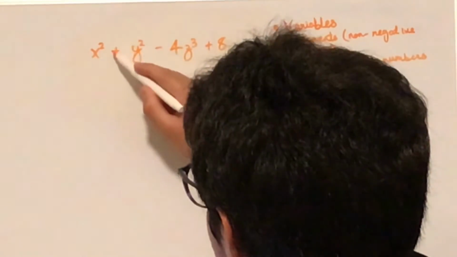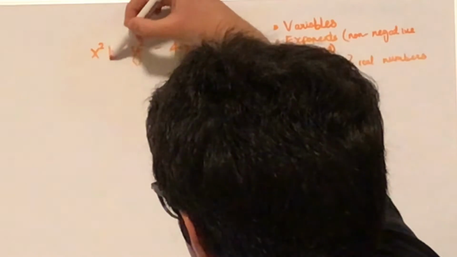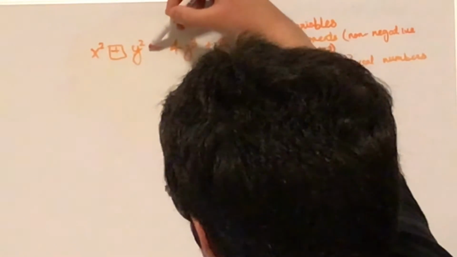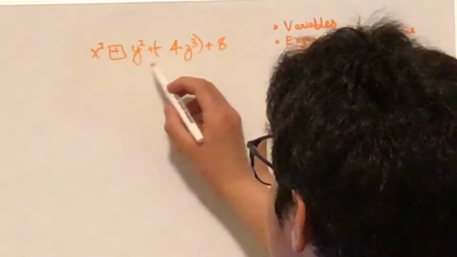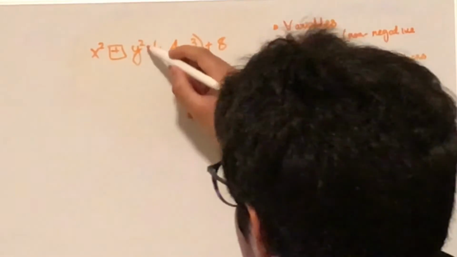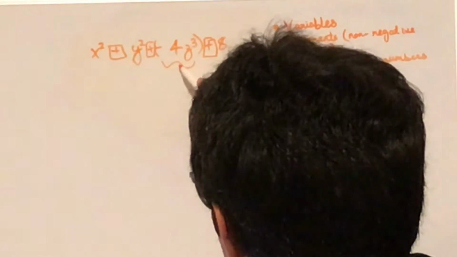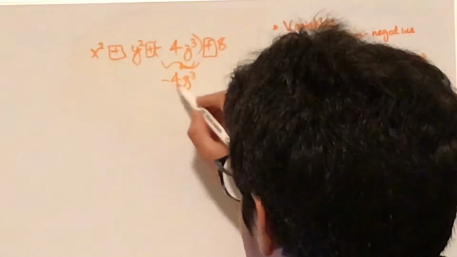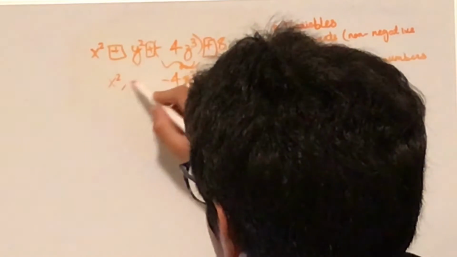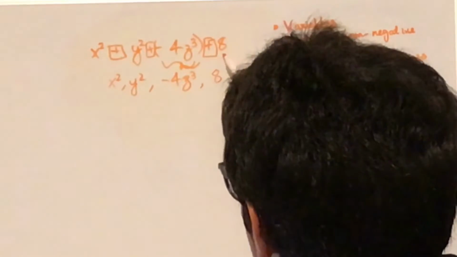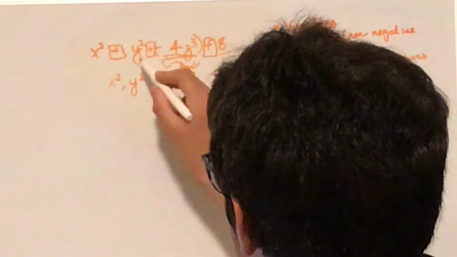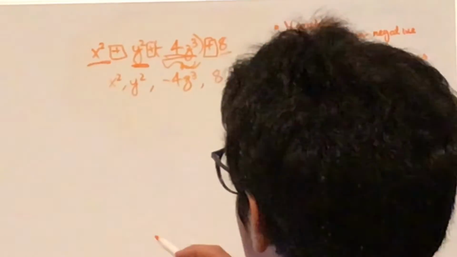Why? Because they're split by plus signs. Okay? So this is a plus sign. Here we can add a plus sign: plus negative 4z cubed is the same as minus 4z cubed. So we have another plus sign over here and another one here. So this is one term, negative 4z cubed. You need to remember that there's a negative over here. That's one of the terms. There's also x squared, y squared, negative 4z cubed, and 8. So these are all the terms separated by the plus signs, which is an easy way to check how many terms there are.